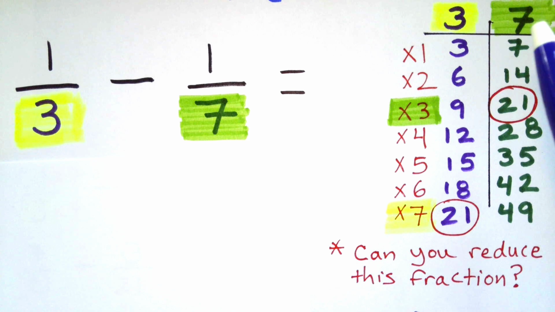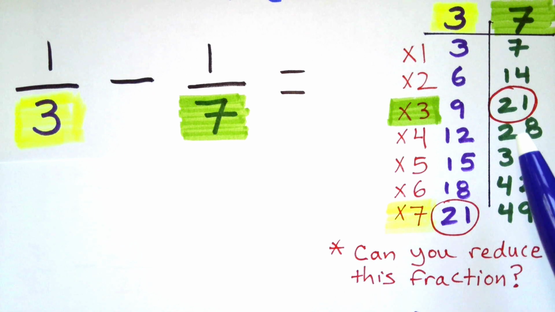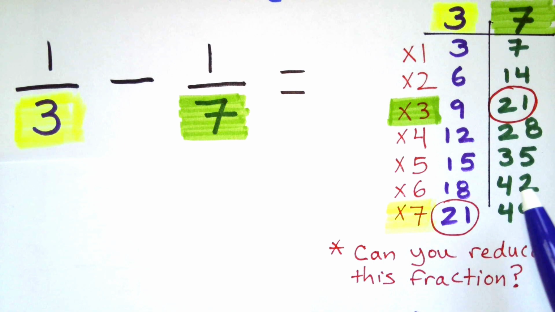I'm going to do the same thing for the value of 7. 7 times 1 is 7. 7 times 2 is 14. 7 times 3 is 21. 7 times 4 is 21 plus 7, which is 28. Right? 7 times 5 is 28 plus 7, which is 35. 7 times 6 is 35 plus 7, which is 42. And 7 times 7 is 42 plus 7 more, 49.